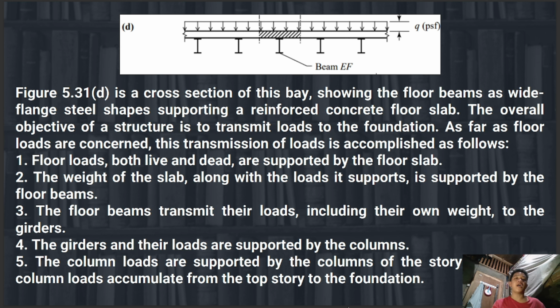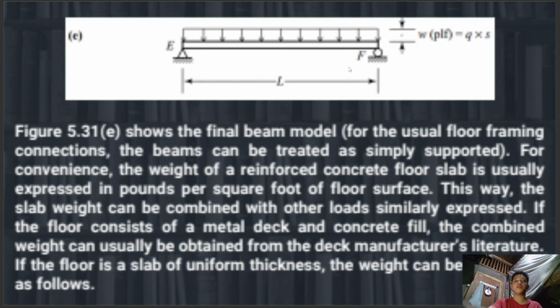The column loads accumulate from the top story to the foundation. So the column loads are supported by the columns of the story below. Our building is not a one-story building. If it is two or more stories, the columns that support the other columns are the columns below.